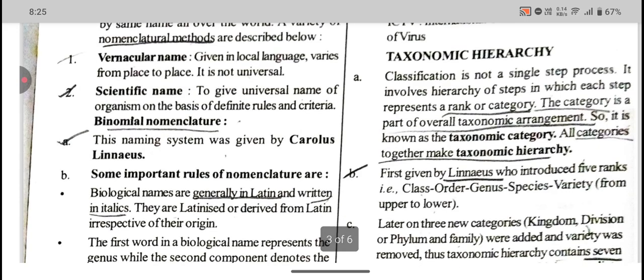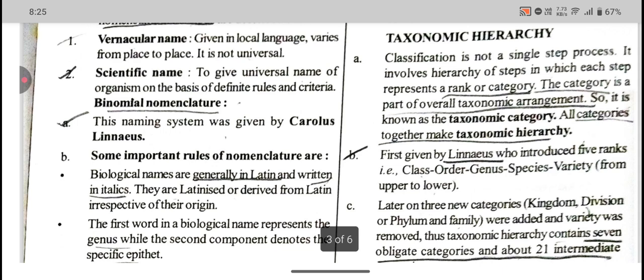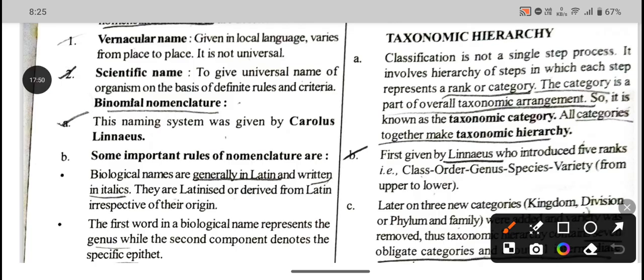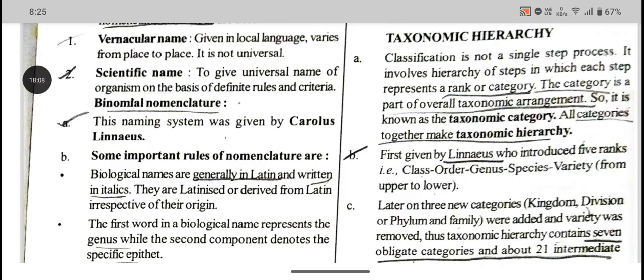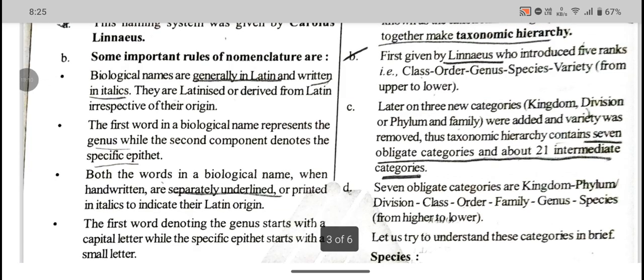So let's see the taxonomic hierarchy, the arrangement. Classification is not a single-step process. It involves a hierarchy of steps in which each step represents a rank or category. The category is a part of the overall taxonomic arrangement, so it is known as a taxonomic category. All the categories together represent the taxonomic hierarchy.